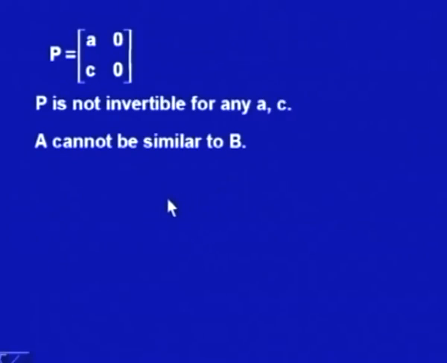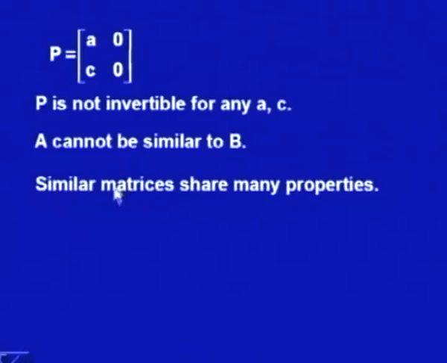So, in this example we have proved that two matrices which have same determinant, same trace, but still they cannot be similar. So, it is not conclusive that if determinant A is equal to determinant B, trace A is equal to trace B, then the matrices will be similar.